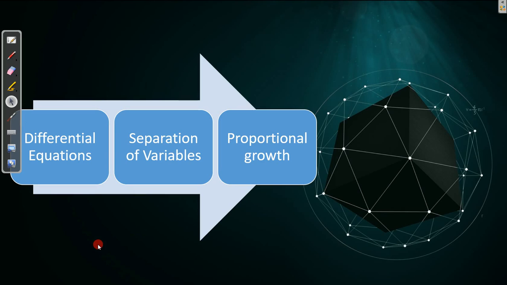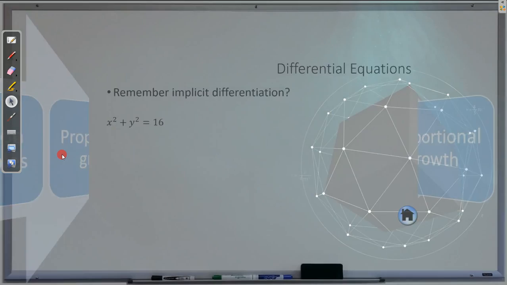We're going to take a look at something called differential equations now. This is sort of a connection to something we did first semester, but we're just going to do it backwards. And so we're going to solve these things called differential equations. Our main strategy for that is called separation of variables, and then our application is proportional growth. So let's take a look at what a differential equation is.